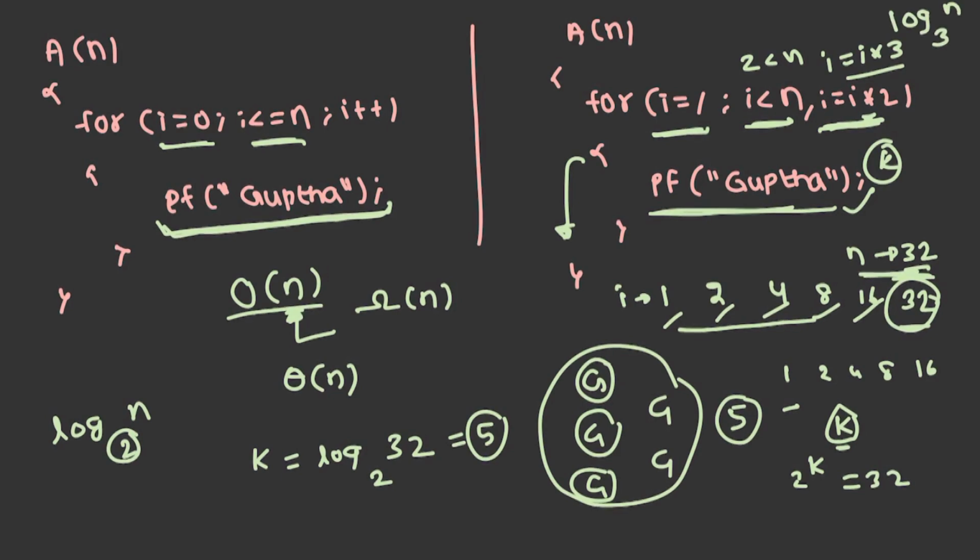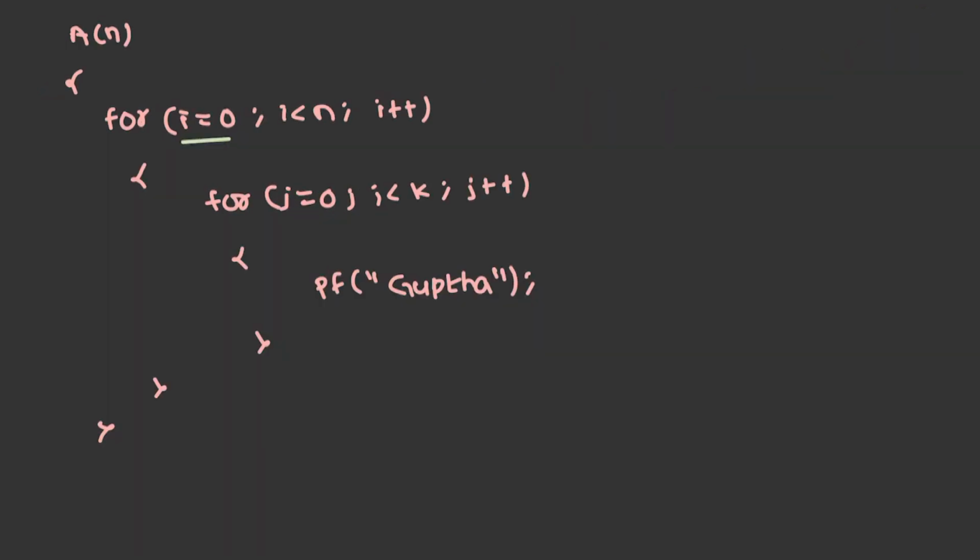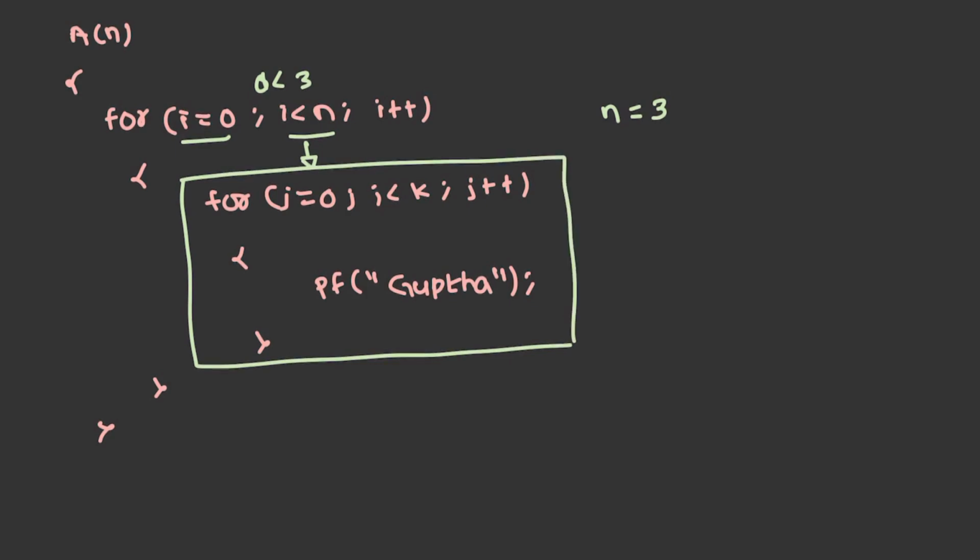Let's try to solve some more examples with time complexity. Consider this. Initially the value of i is 0. The condition will be verified. Let's say n is equivalent to 3. So 0 is less than 3. The condition is true. It enters the inside for loop, and this loop is completely nested inside the outer for loop.